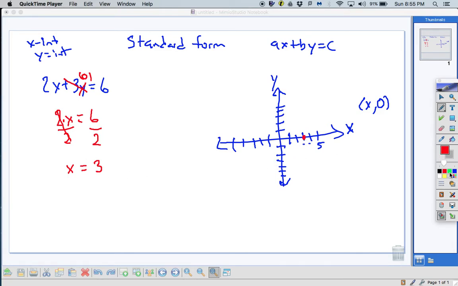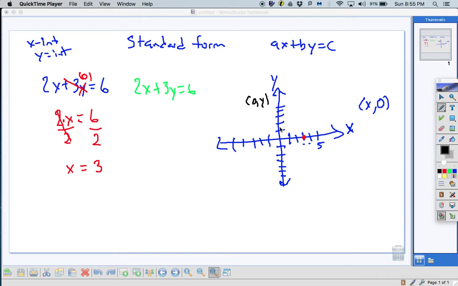X is 3. Now we're going to go back and we're going to do it one more time. Let me rewrite our equation. And this time, what we're going to do is we're going to look for the y-intercept. So on the y-intercept, we're looking for where x is 0, because it does not matter where on the y is. X is always 0.